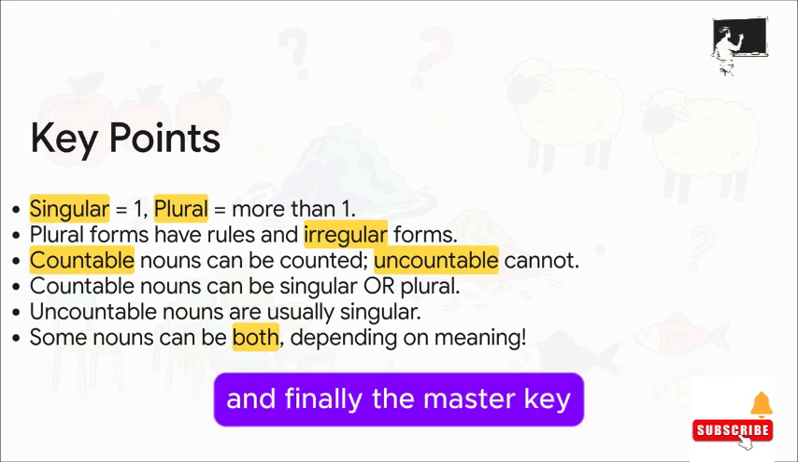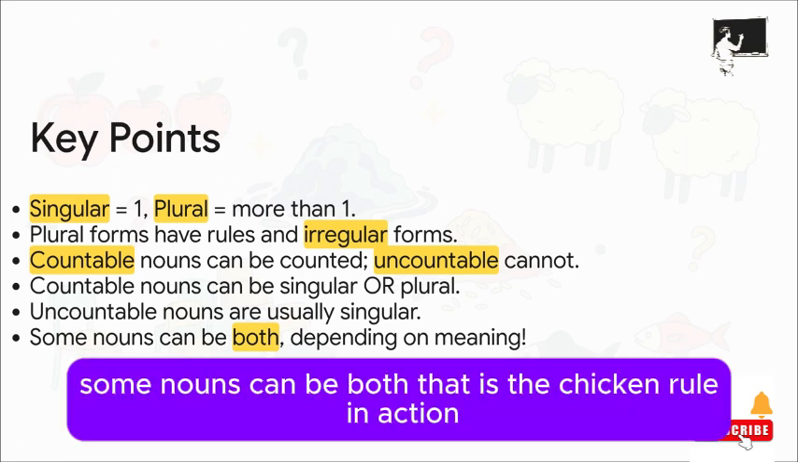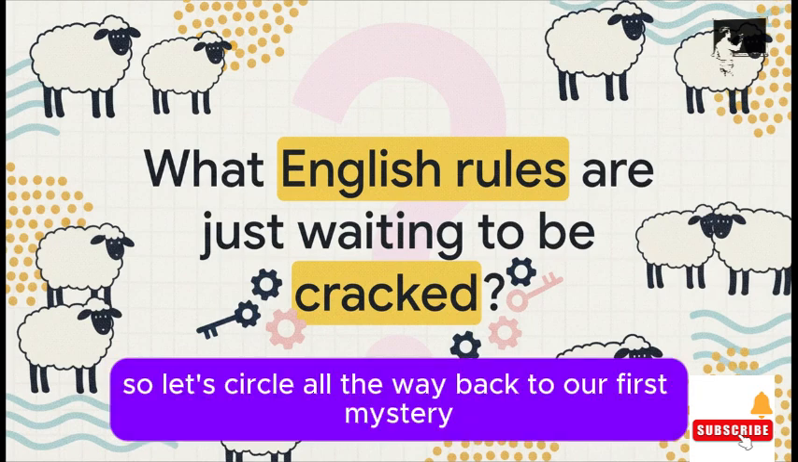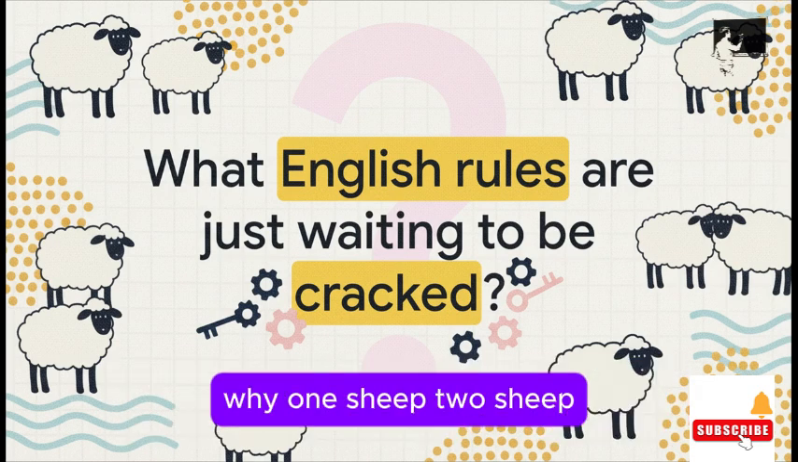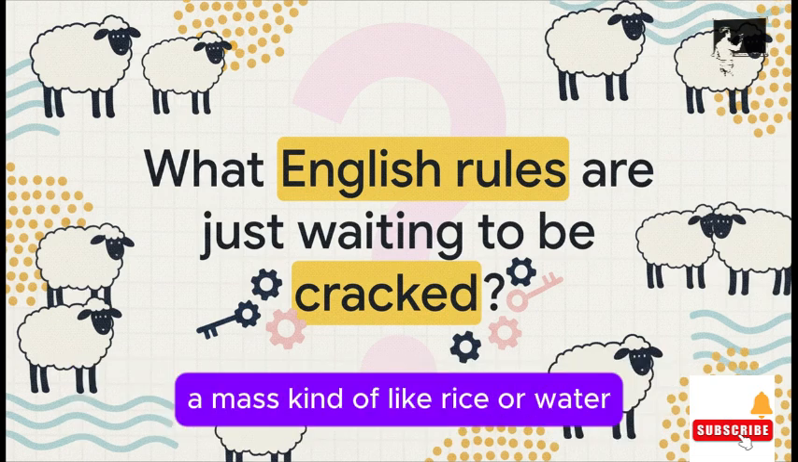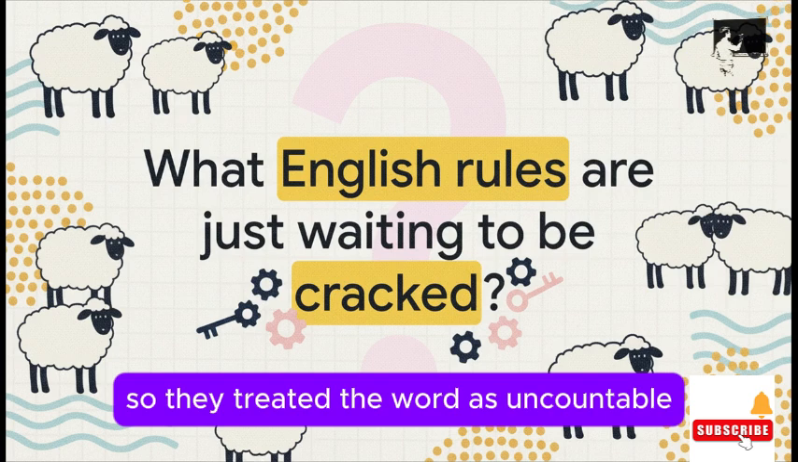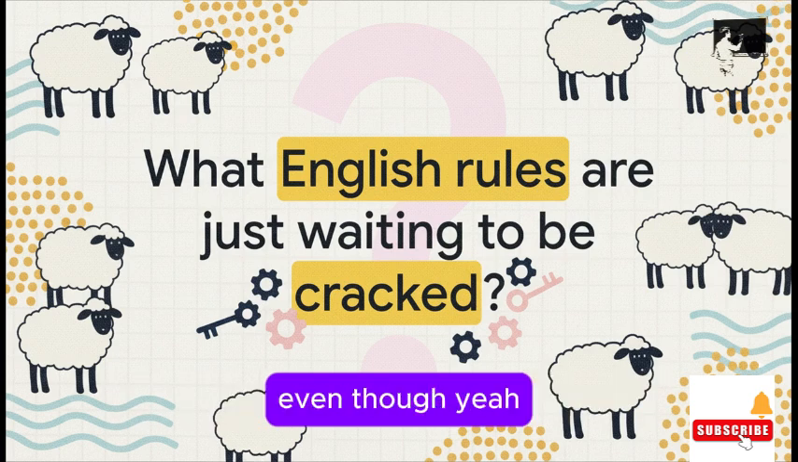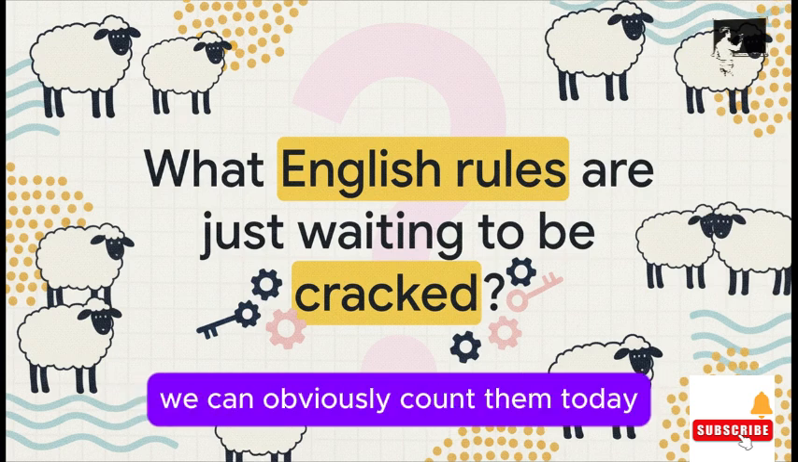And finally, the master key. Some nouns can be both. That is the chicken rule in action. So let's circle all the way back to our first mystery. Why 1 sheep, 2 sheep? Well, hundreds of years ago, people thought of farm animals like sheep as a collective group, a mass, kind of like rice or water. So they treated the word as uncountable. And that habit just stuck, even though, yeah, we can obviously count them today.